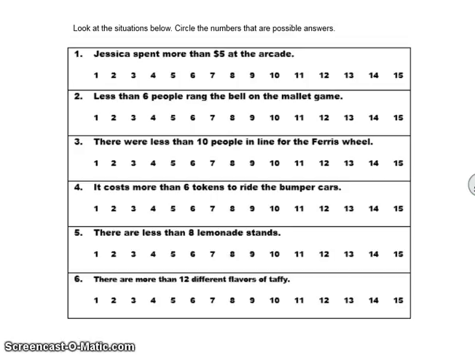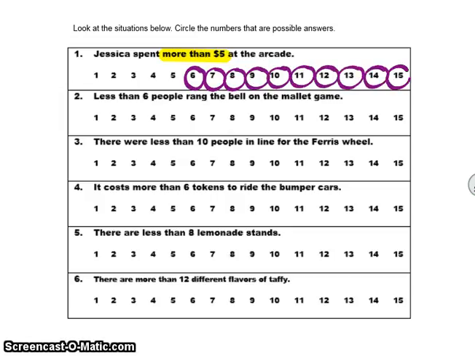Number 1 says Jessica spent more than $5 at the arcade. So let's highlight the important information. So more than 5. And I want to circle all the numbers that are more than 5. Well, the numbers that are more than 5 are 6, 7, 8, 9, 10, 11, 12, 13, 14, and 15. All of those are more than 5. I don't include 5 because I only want the bigger numbers, so only 6 through 15.